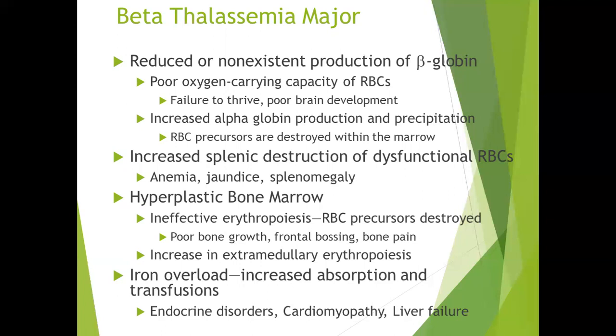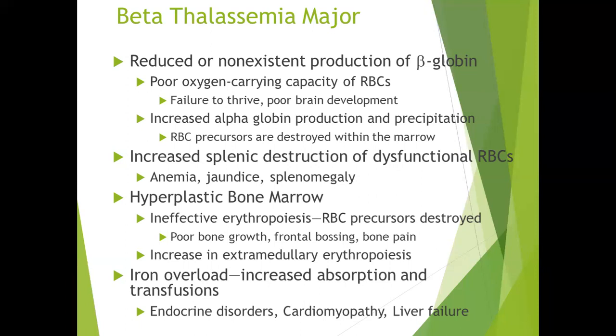And there is increased alpha globin production, which leads to precipitation in the RBCs, and then RBCs are destroyed because of splenic sequestration, and RBC precursors are also destroyed within the bone marrow. So again, there is a destruction process in the bone marrow also. So we have increased destruction of dysfunctional RBCs, which results in anemia, jaundice, and splenomegaly. A hemolytic process is there, which results in all these symptoms.